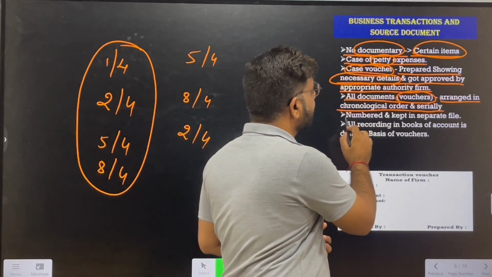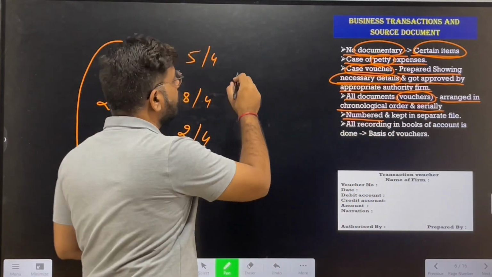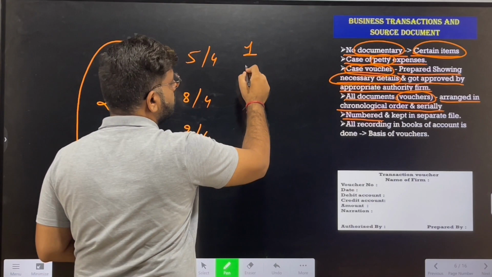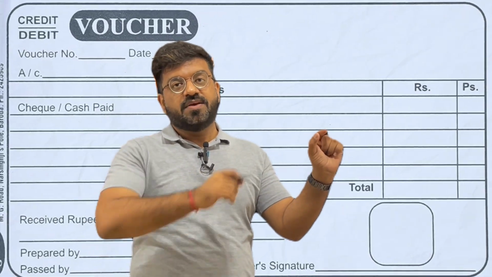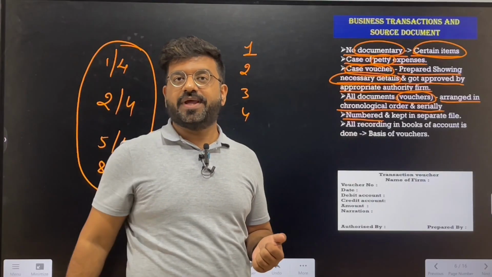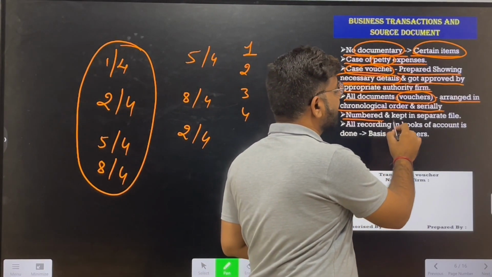Okay. Next, numbering. It should be numbered. The serial number should be there. Voucher number 1, 2, 3, 4, so that there is no confusion with the voucher numbers. Because with the voucher number only, we record the transactions in the journal entries. If the voucher number is missing, we will not be able to record the exact voucher number with which we have done this transaction, with which we are doing this entry. Okay. Next, the vouchers should be kept in a separate file.